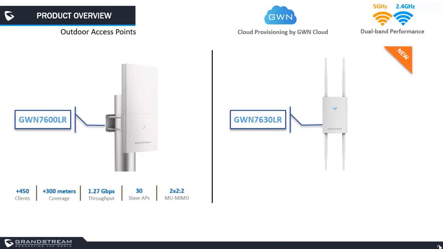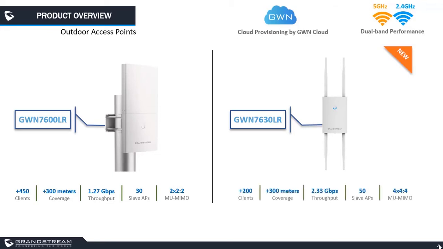So for the outdoor access point, we have the GWN7600 LR, or long range, which is a powerful long range Wi-Fi access point featuring weatherproof casing and heat resistant technology. It comes with dual band Wi-Fi 2x2 with beamforming technology and extended Wi-Fi coverage range of up to 300 meters, and it supports up to 450 wireless clients.